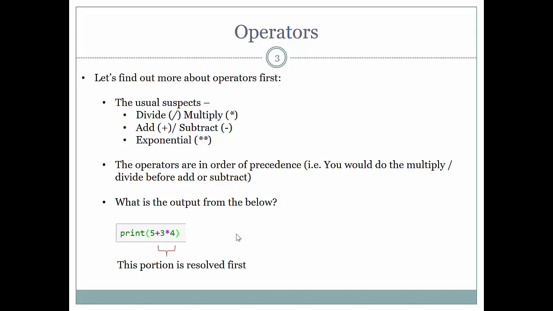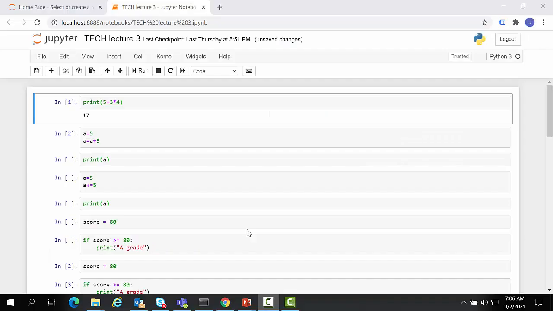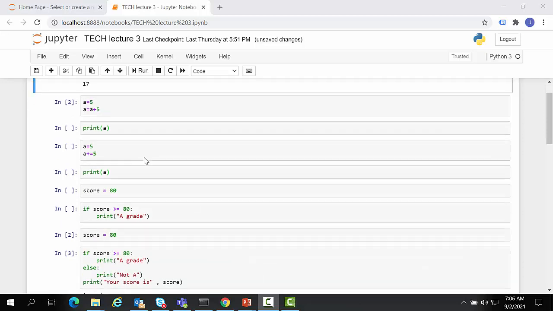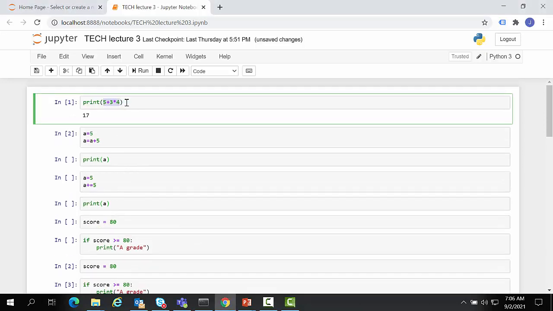So let's take a look at Jupyter Notebook to see how this works. As we saw earlier, when we want to print 5 plus 3 times 4, and we have both plus and multiply in the same line, we will do the multiplication first. So 3 times 4 gives us 12, before we add 5, that gives us 17.